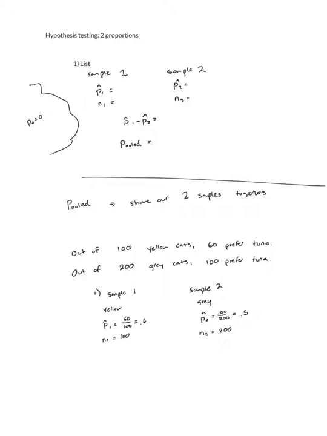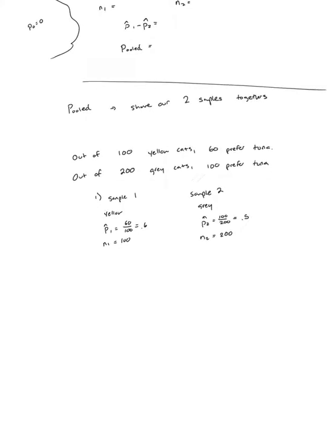I need to go ahead and calculate the difference as well. So moving this up, P1 hat minus P2 hat, and that'll give me 0.1. This tells me there's a 10% difference between my samples. The final thing I need to do is find the pooled proportion. The pooled proportion is what I would get if I shoved my two samples together.